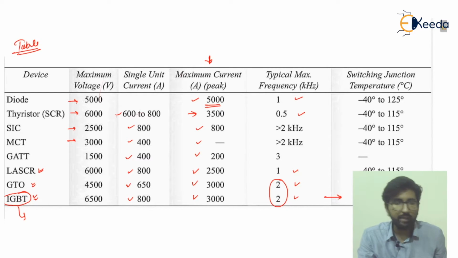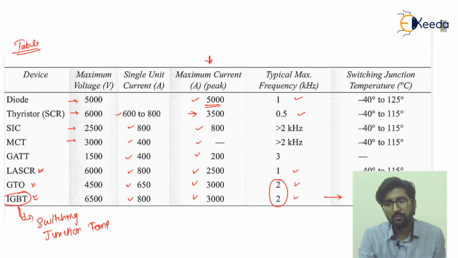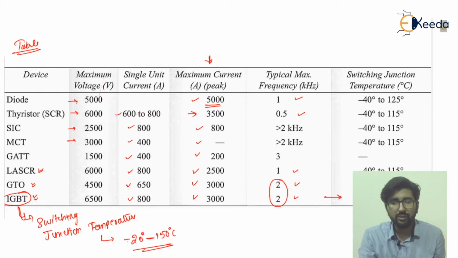Okay, it cannot be handled. So I can write if it is not visible. For the IGBT, I can write that is for the switching junction temperature. It is actually from minus 20 degrees to plus 150 degrees Celsius, and that is actually a huge range as compared to other power semiconductor devices.